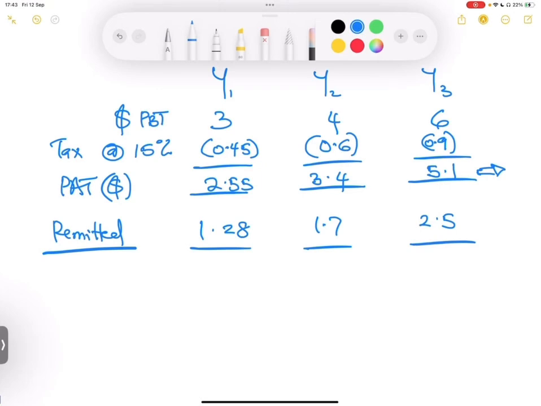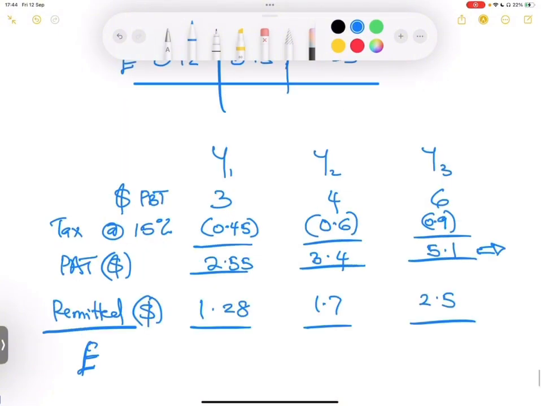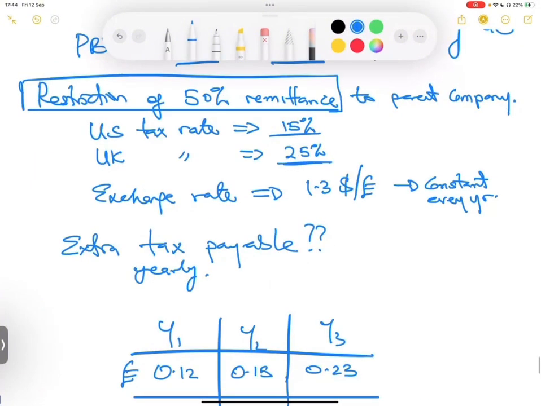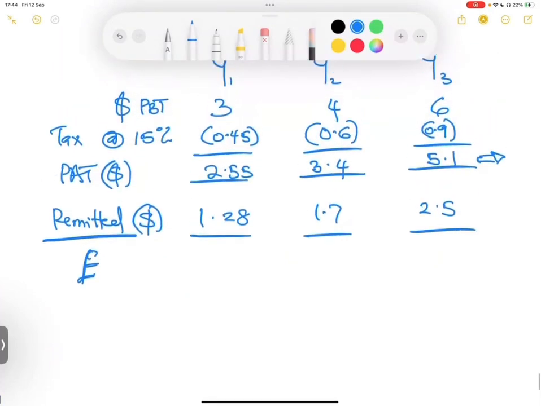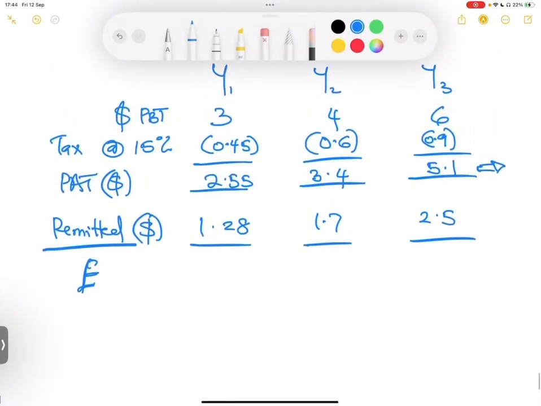So if that is what will be remitted in dollars, we need to know what it is going to be in pounds. Because you can't apply tax rate of UK over dollars, it doesn't make sense, right? So you need to convert to pounds. And I've given you the exchange rate. I gave you that $1.3 is £1. So 1.28 will be divided by 1.3. So that's 0.98. So in pounds, that's 0.98.